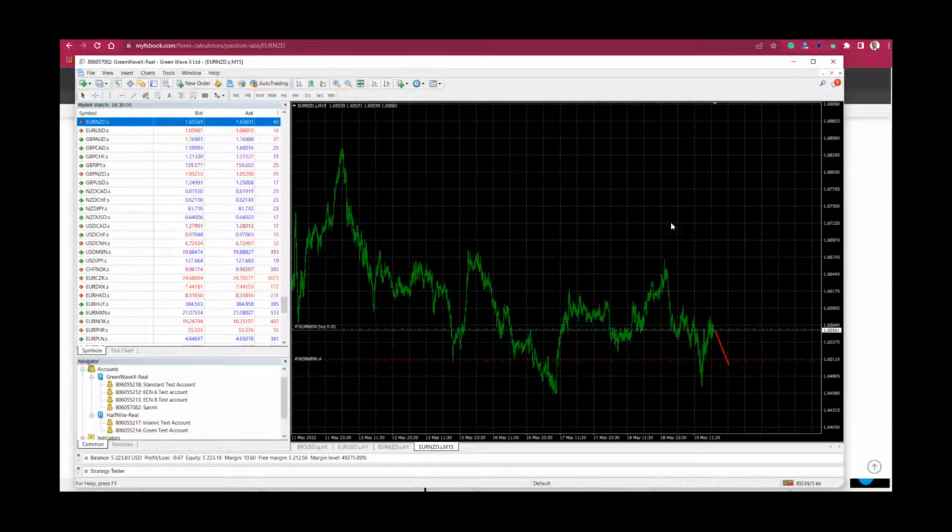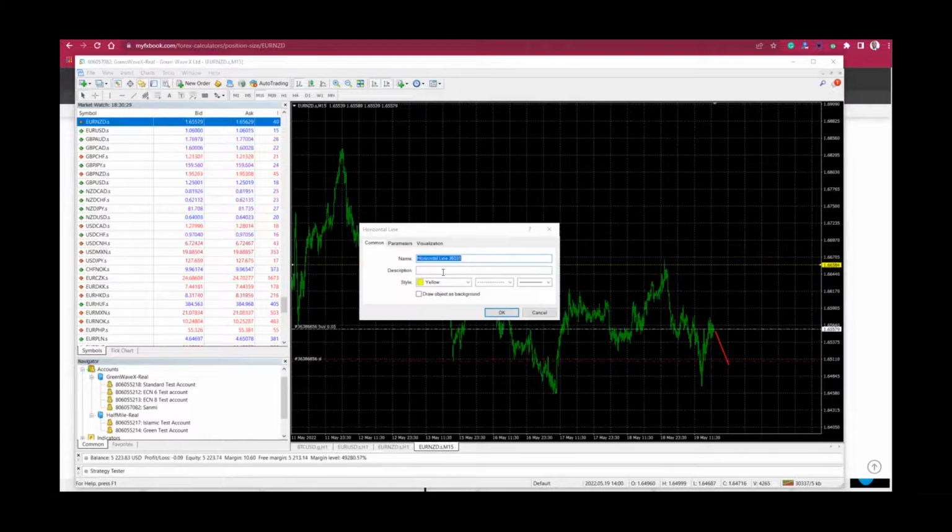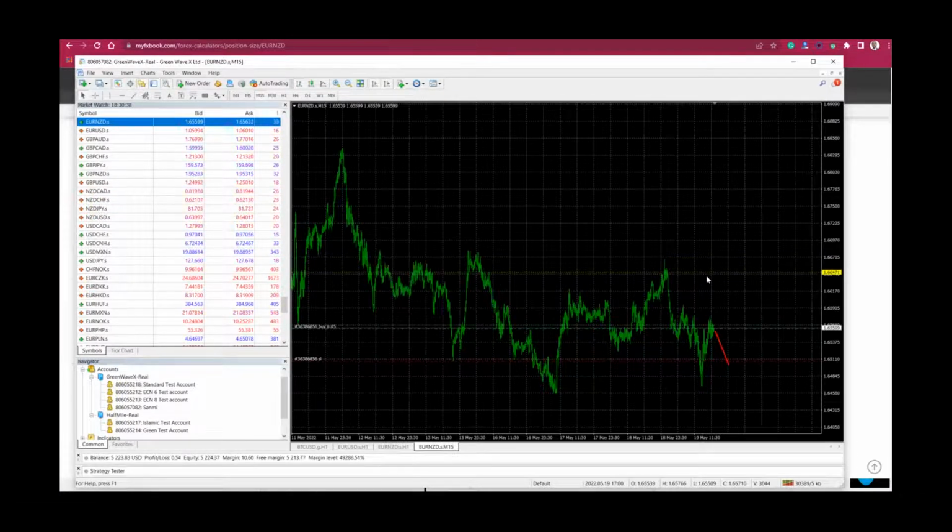I can also set my take profit. Let's say I want my take profit to be like 100 pips. Okay, from here, this is my entry price. I can drag 100 pips up. 100 pips up, that's going to be 1.6658. So I come here, I put this 1.6658. So that's going to be where I want my take profit to be.